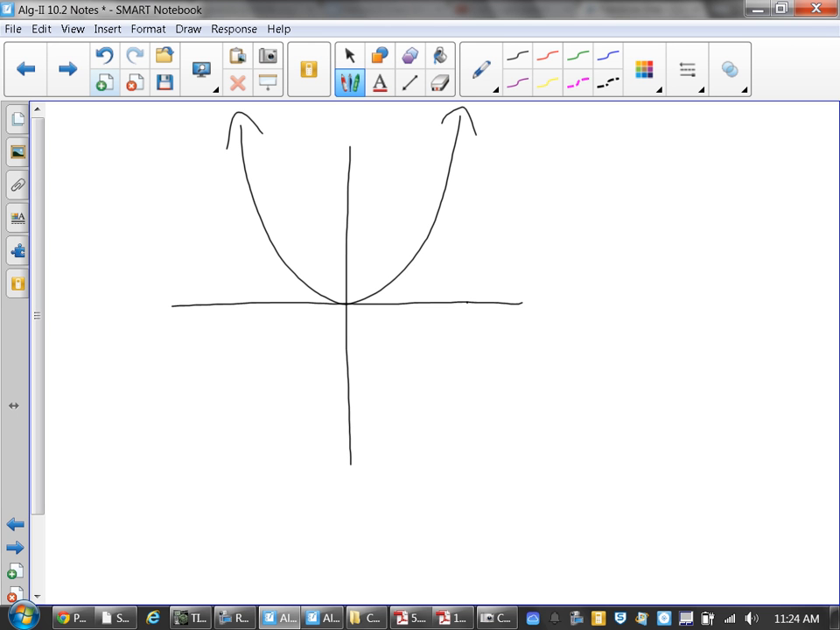Every parabola has the same kind of things. There's always a vertex. And this is where some of the new terminology is going to come into play here. Vertex, your curve comes out of the vertex. We agree on that, right?